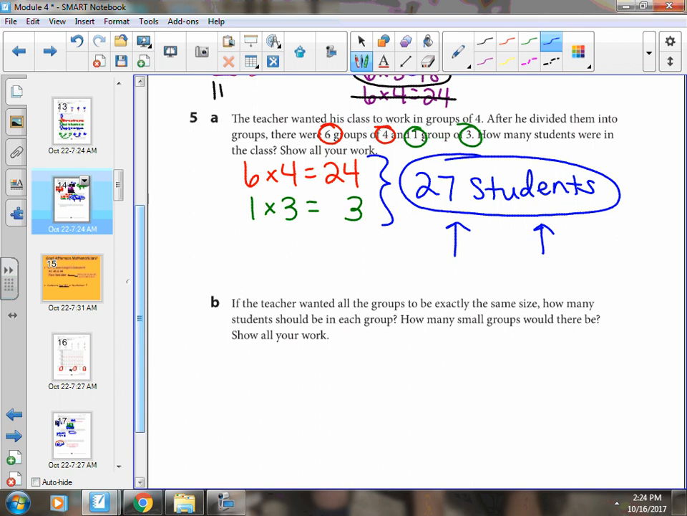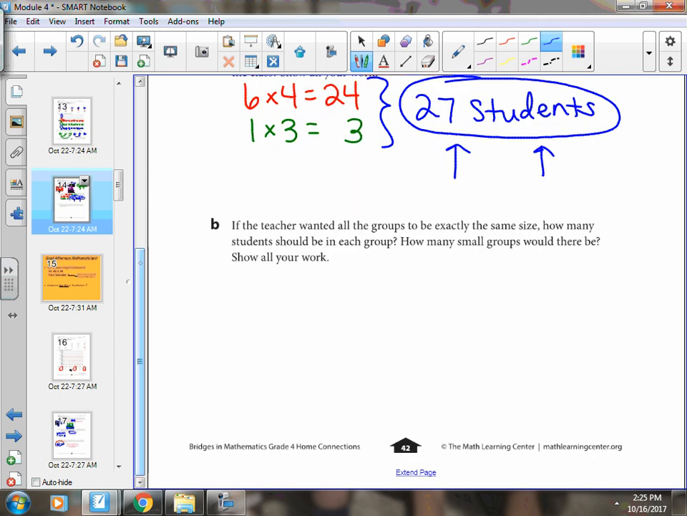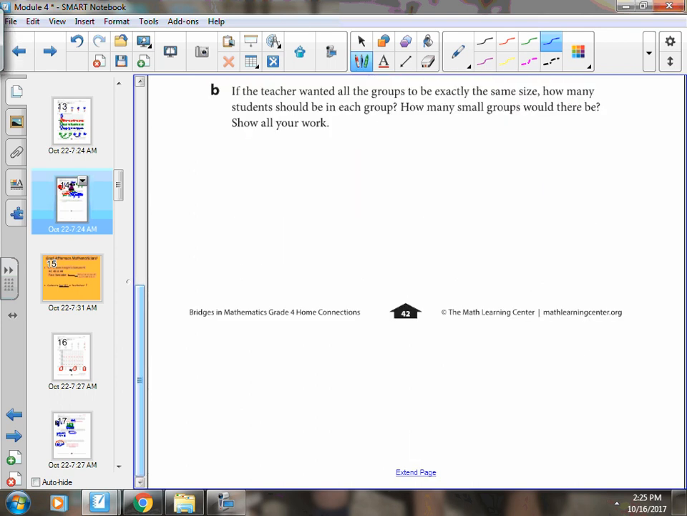If there were 24 in the class, there'd be tons of ways to group them. 12 groups of 2, because 12 times 2 is 24. 8 groups of 3, because 8 times 3 is 24. 6 groups of 4, because 6 times 4 is 24. But with 27, there are not as many factors of 27, so there's not as many ways to group them. I could do 1 group of 27 kids, or 27 groups of 1, which would just be working individually.